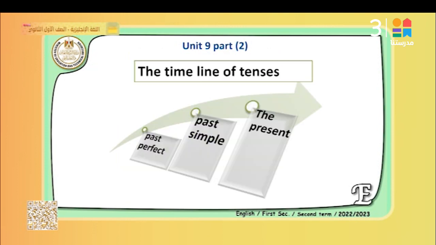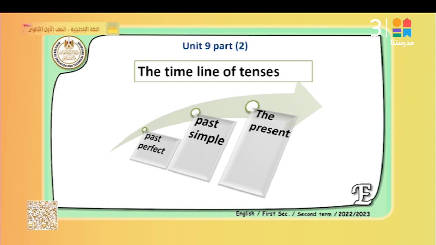Now let's look at the past perfect. Let's look at the timeline. Look at this picture which shows the timeline of tenses. It shows the connection between the present, the past simple, and the past perfect. So the present time is the time we are here in the present. And what happened yesterday, this is the past. What happened before that is the past perfect.